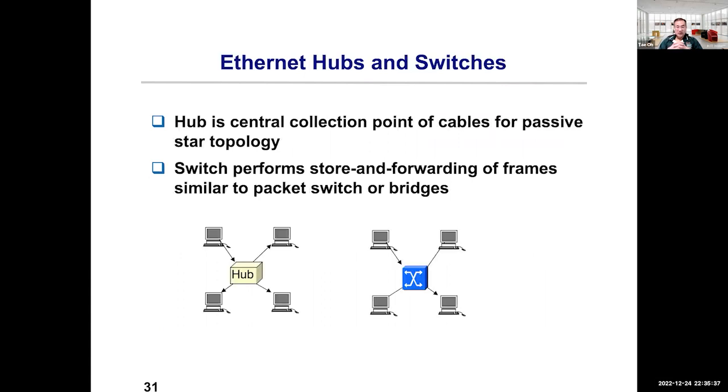So let's talk about Ethernet hubs and switches. A hub is a central collection point for cable or a passive star. Whenever a packet comes in, it sends it to everybody. Whenever it sends, it makes a copy of it and sends it to everybody.